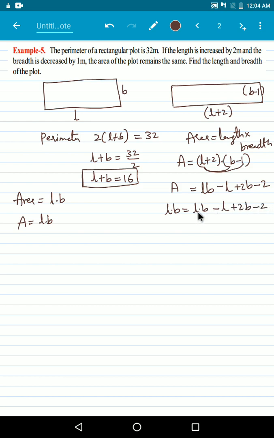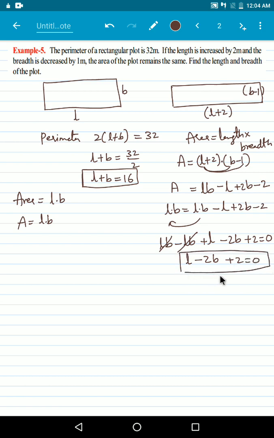Okay, if we send everything to one side, LB minus LB, this LB on the right goes to the other side, becomes minus. This minus L goes to the other side, becomes plus L. This plus 2b becomes minus 2b. This minus 2 becomes plus 2, equal to 0. LB and LB we can cancel. Plus LB minus LB is 0. So L minus 2b plus 2 is equal to 0. We got the second equation.